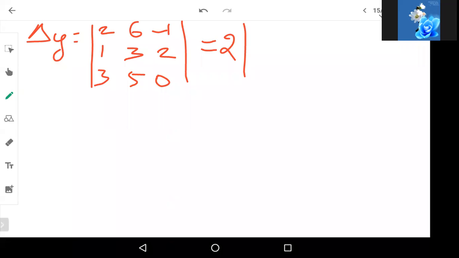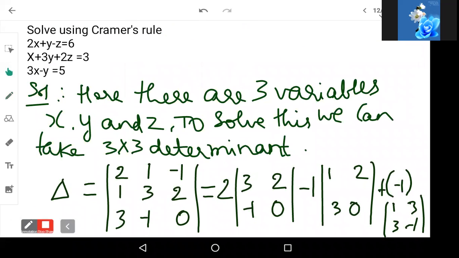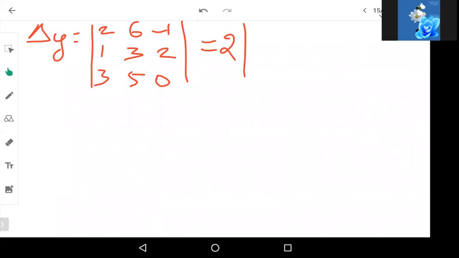See, for first, you have solved for delta. The only work in this problem is you have to form the determinant and solve it. This is delta. Again form the determinant, delta x, solve it. Again form the determinant, that is delta y, solve it. Again form the determinant, delta z, solve it. That is the work here in the question.